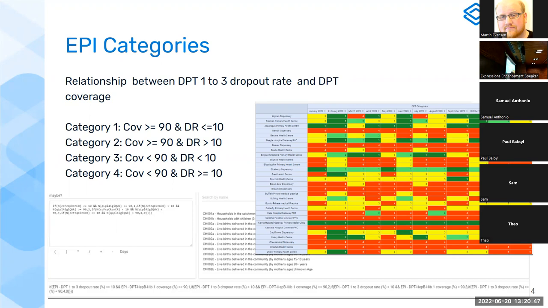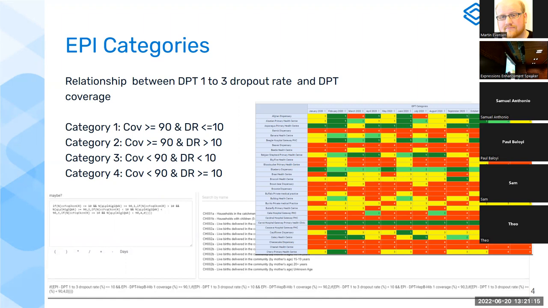So we have category 1, 2, 3, and 4. And you see that in category 1, for example, coverage is greater than or equal to 90%. Dropout is less than or equal to 10%. And you can see the others. Essentially, we want one indicator that assigns a value 1-4 to each org unit based upon these criteria, okay?